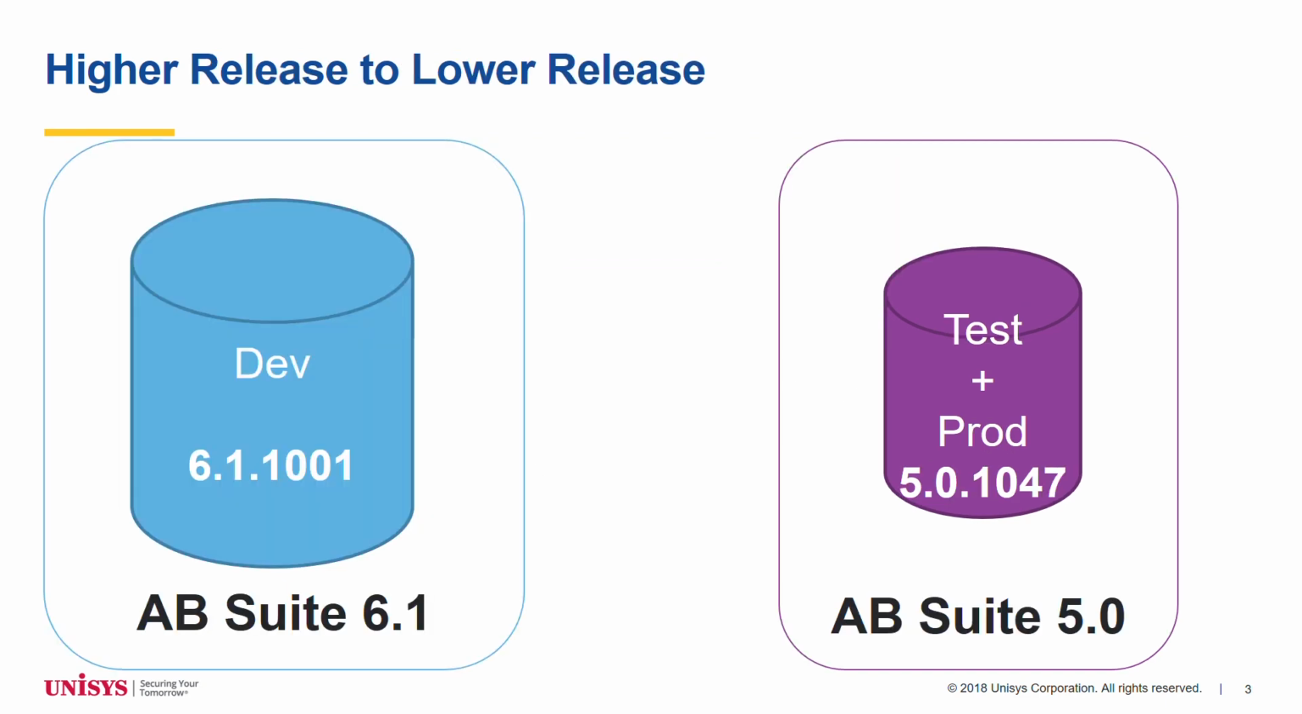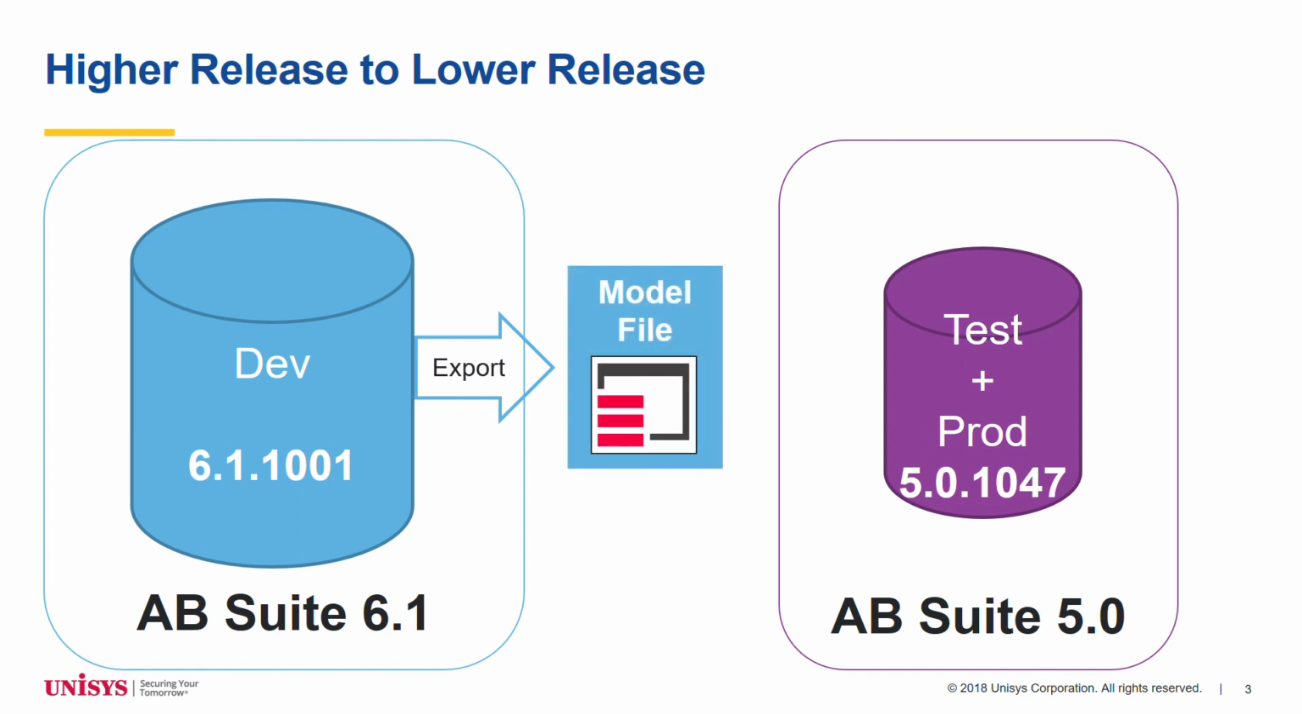However, when it came to upgrading an environment to a new release, for example, 5.0 to 6.1, due to internal schema changes in the model to support new features and enhancements, an application was unable to be exported from a higher release to a lower release. That meant the IC upgrade process we discussed previously, of upgrading dev first and then production after testing had completed, was unavailable.